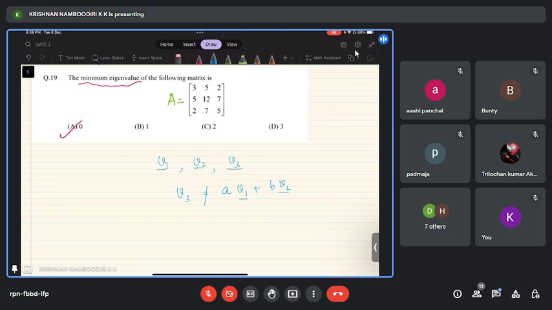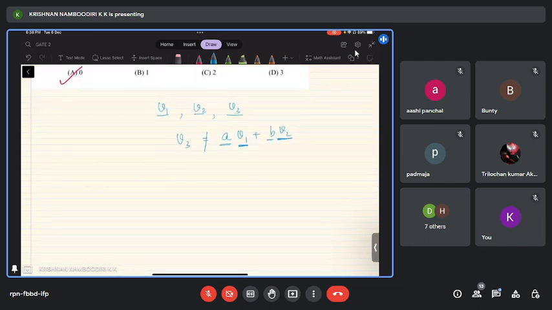Linear combination means I am weighing the vector v1 with some scalar a, and I am weighing the vector v2 with the scalar b, and I am adding those things. Then if you can't get v3, we will say they are linearly independent. If you can get v3, I will give you an example.